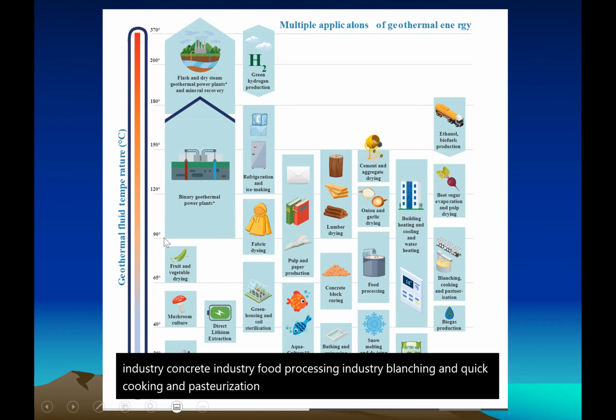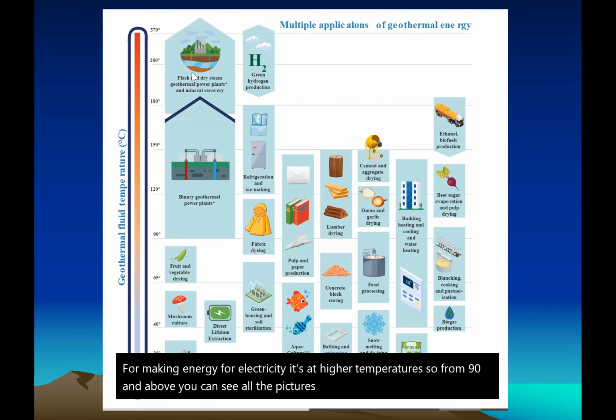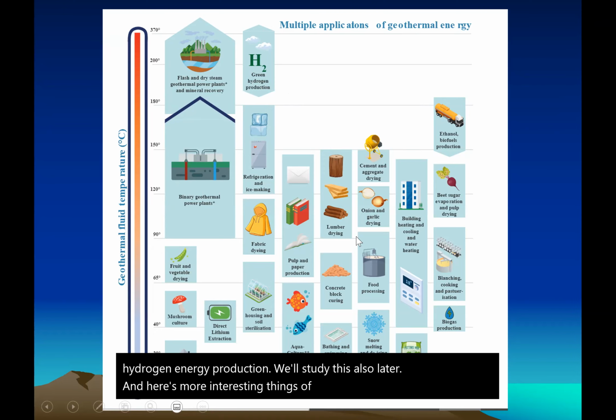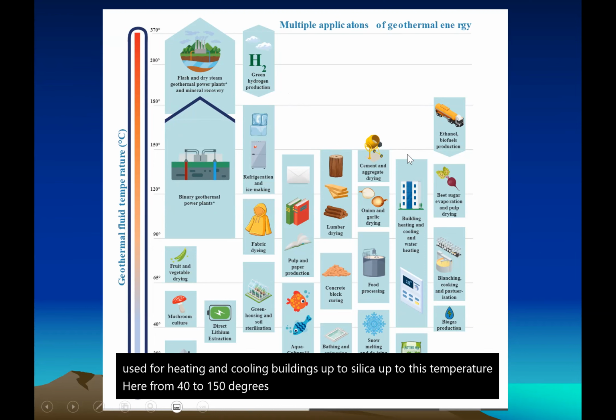So for making electricity, it's at higher temperatures. From 90 and above, you can see pictures of different types of power plants. And here's the future of geothermal energy, which is to make green hydrogen. We'll study this also later. And here are more interesting uses of geothermal energy. It's widely used for heating and cooling buildings, up to this temperature here, from 40 to 150 degrees centigrade. So the uses are wide, and there are so many uses for geothermal energy.